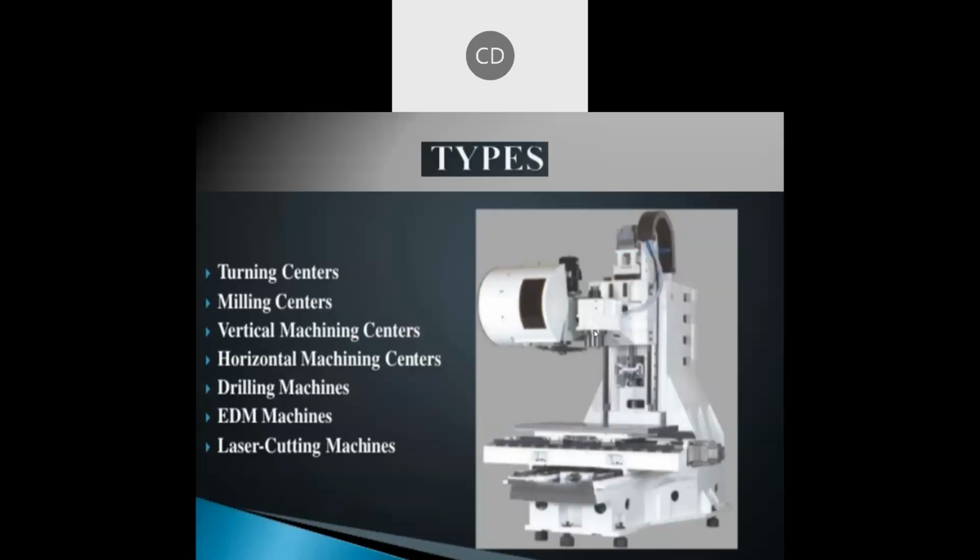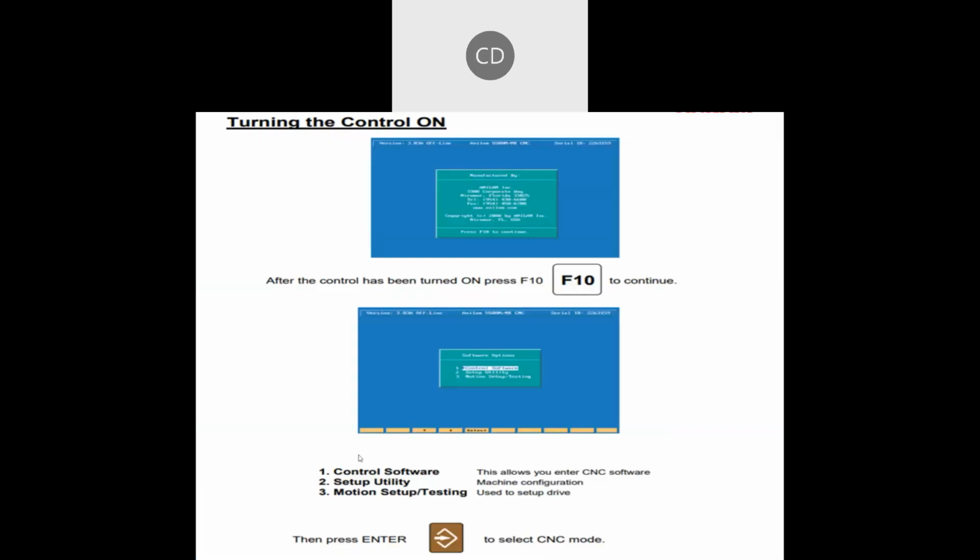So we can see the types of CNC machines. We are using the turning center, milling center, vertical machining center, horizontal machining center, then drilling machines, then EDM process and laser cutting machines. So these are the types of CNC machines seen clearly.